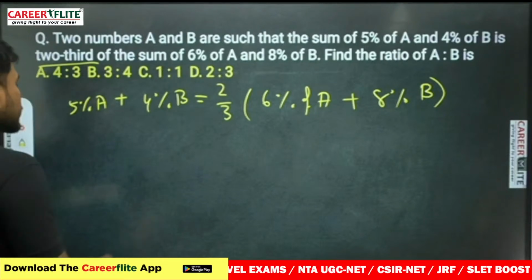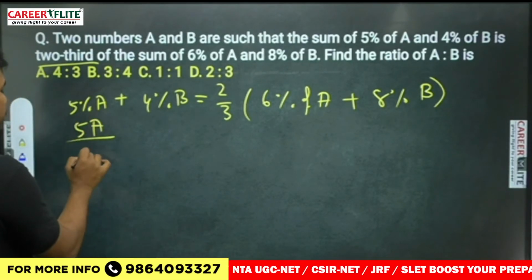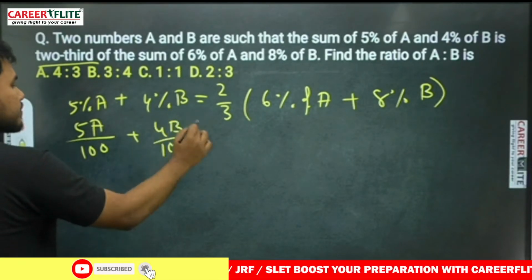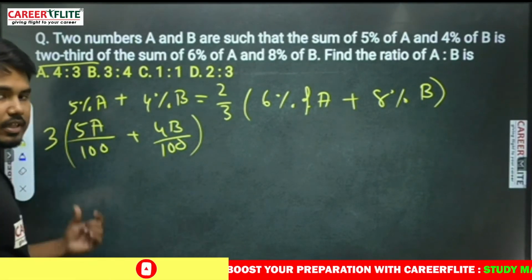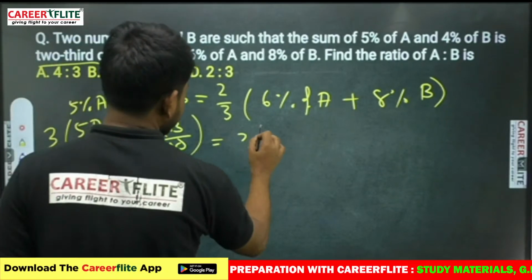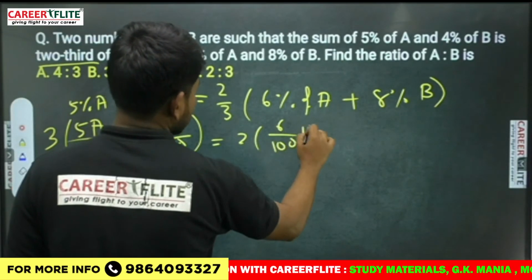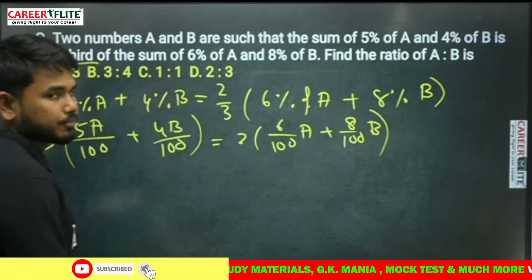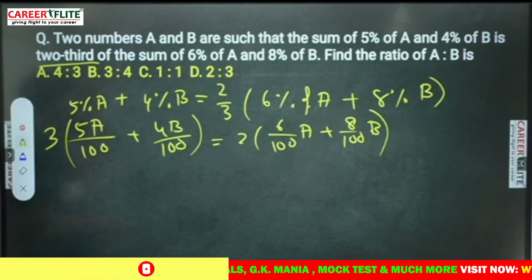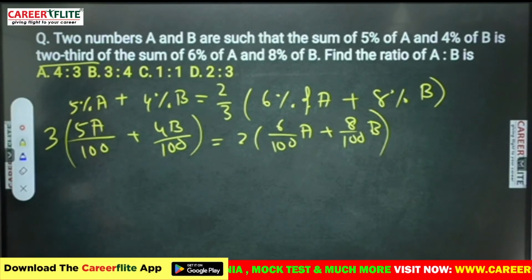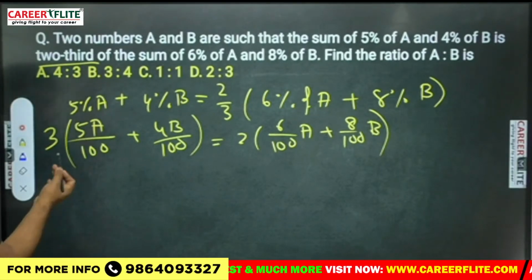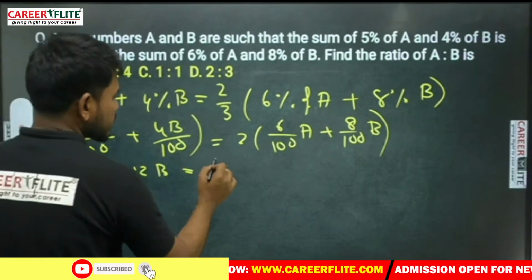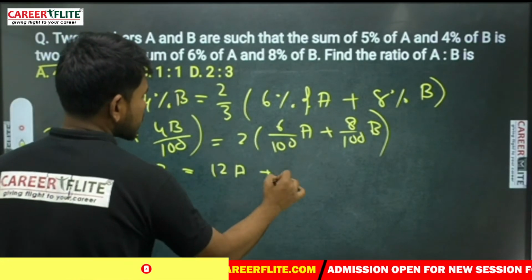So this will be 5A by 100. This will be 4B by 100. So we bring this 3, and this will be multiplied by 3 on this side. Right? Yes? We can remove the 100 because there is 100 everywhere. This will be 15A. This will be 12B. This is 12A plus 16B.